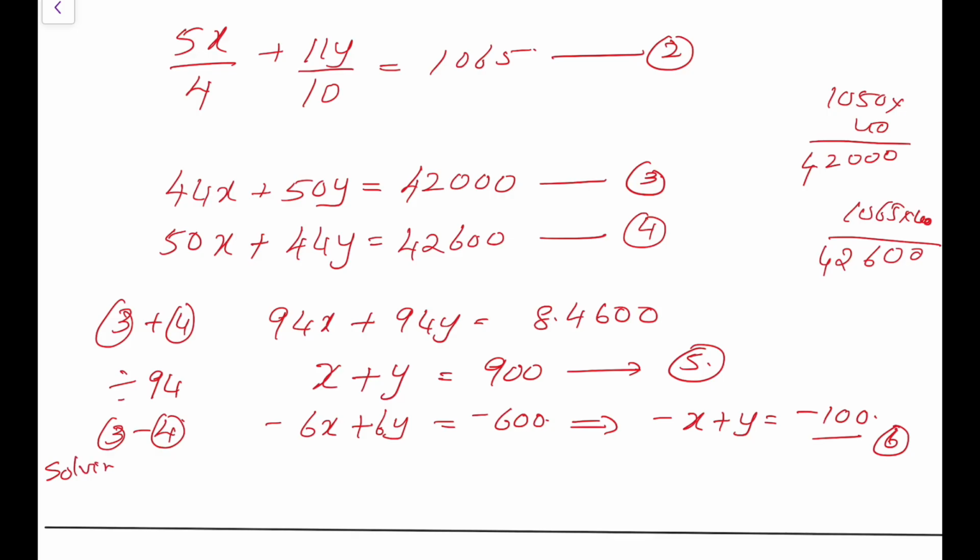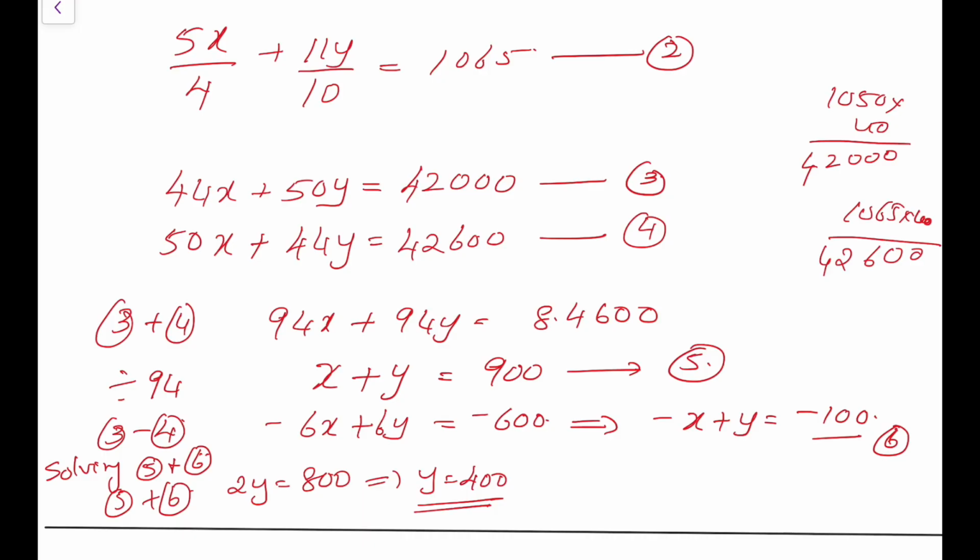Now solving 5 and 6, I will add equation 5 plus 6. When you add x plus y equal to 900 and minus x plus y equal to minus 100, x and minus x will get cancelled. So 2y equal to 800. So y equal to 400 you will get.